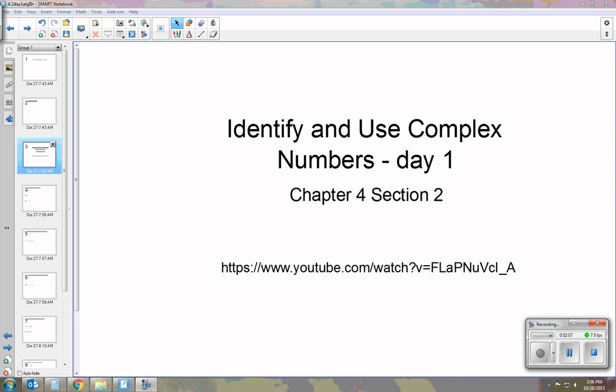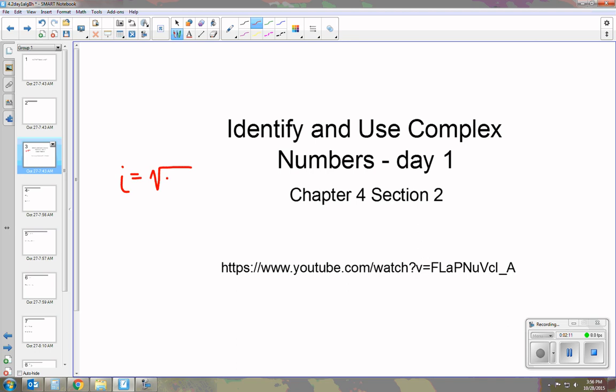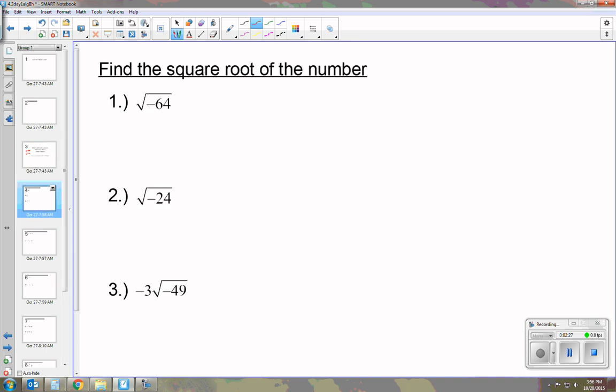Now from this video we learned that i is the square root of -1 and i squared is -1. And we're going to be using the value of i to simplify radicals that before we couldn't simplify. Okay, so if we have something like this, it says find the square root of the number.